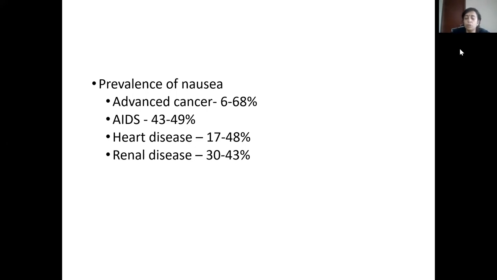nausea. 43 to 49% of patients will have nausea and vomiting. Heart disease, especially end-stage heart disease and end-stage renal disease, have a high prevalence of nausea and vomiting. So it is not just confined to cancer or chemotherapy. This symptom is also seen in many other illnesses like AIDS, heart disease, and renal disease, and many more. I just mentioned the most important ones.